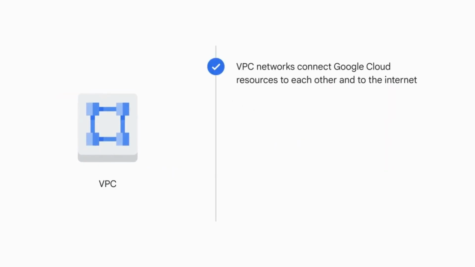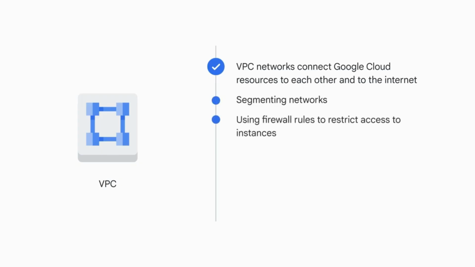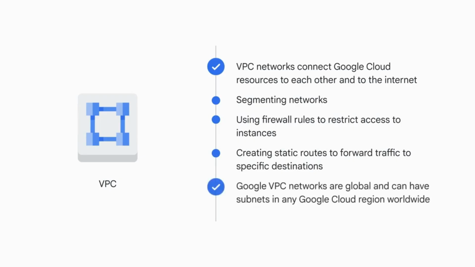VPC networks connect Google Cloud resources to each other and to the internet. This includes segmenting networks, using firewall rules to restrict access to instances, and creating static routes to forward traffic to specific destinations. Here's something that tends to surprise a lot of new Google Cloud users.